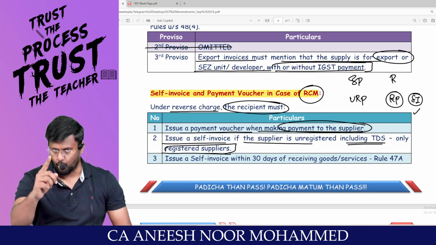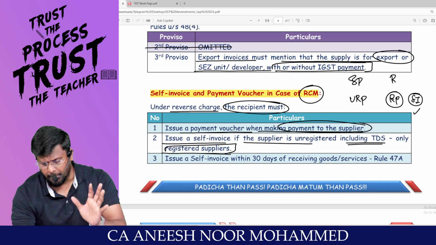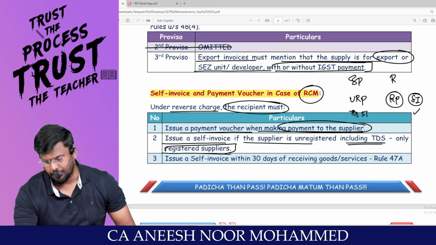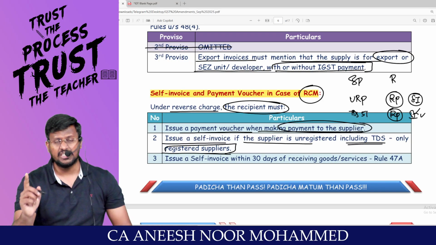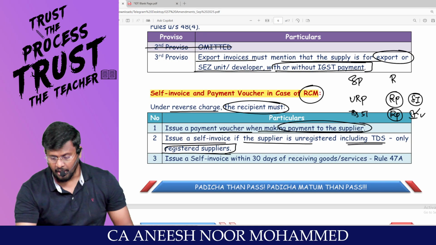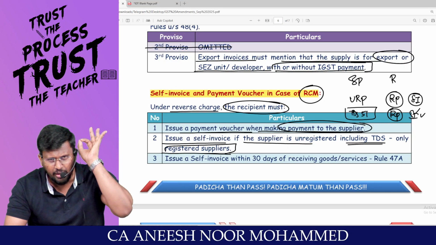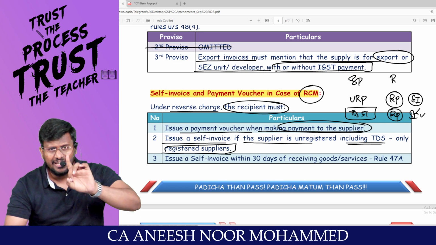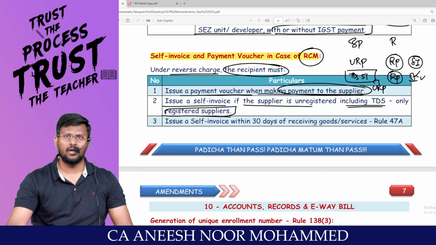This we know. Sir, if the supplier has taken registration solely for the purpose of deducting TDS under section 51 and the recipient is a registered person, then also self-invoice provisions will be applicable. That means even if a supplier has taken TDS registration only, it should be treated as an unregistered person for the purpose of self-invoice. What is the time limit?